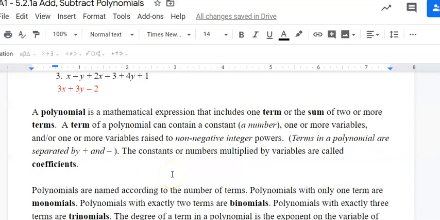So let's talk about some definitions because we'll need those to do the next problems. It says a polynomial here is a mathematical expression that includes one term or the sum of 2 or more terms. A term of a polynomial can contain a constant, which is just a number. It could have one or more variables, and those variables can be raised to integer powers. And it's important to note they must be non-negative integer powers. Terms in a polynomial are separated by pluses and minuses. So that's how you can kind of see where the terms are. The constants or the numbers that are multiplied by the variables are called coefficients.